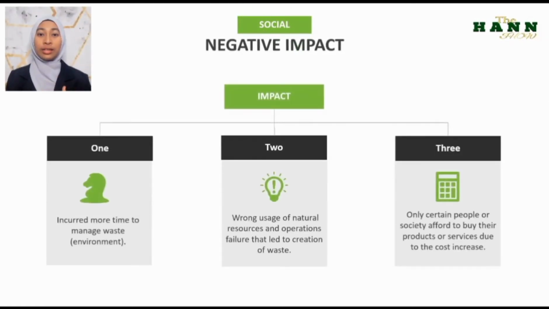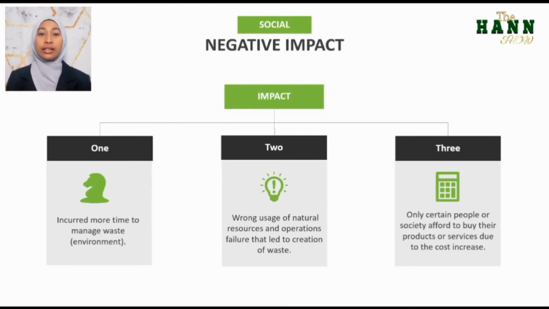For the negative impact, first, it will incur more time to manage the waste as they have to follow the procedure to dispose of their waste to prevent any environmental pollution. That's why many companies dispose of their waste into rivers, because it takes less time and not much procedure is needed.